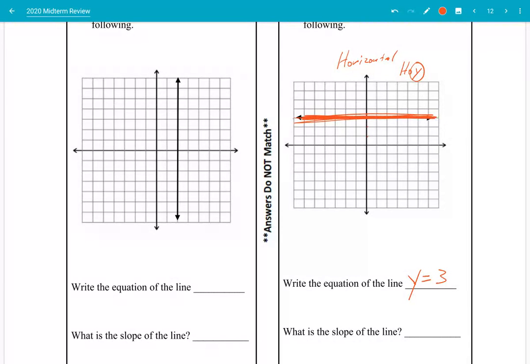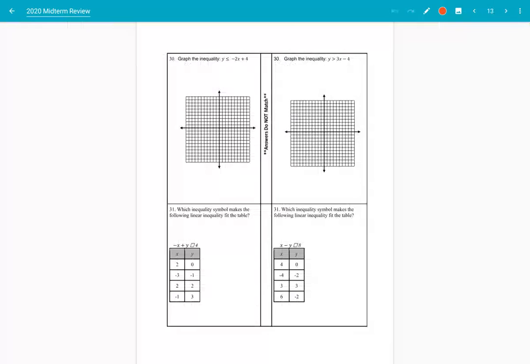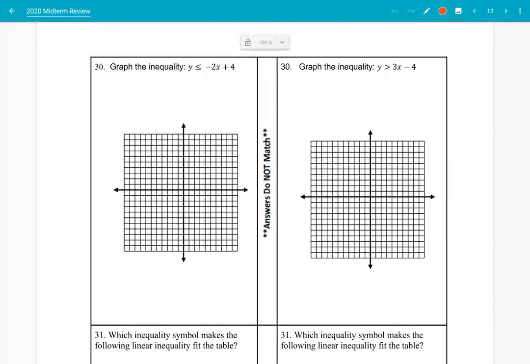What's the slope of the line? Well, the slope of the line is 0. So m equals 0. Is that all we have? Okay, 2 more pages. Let's graph this inequality.